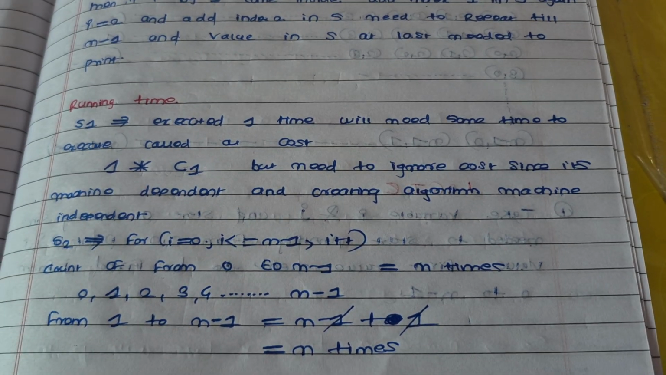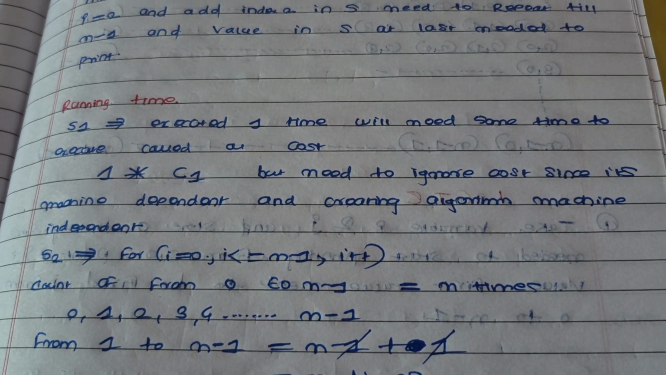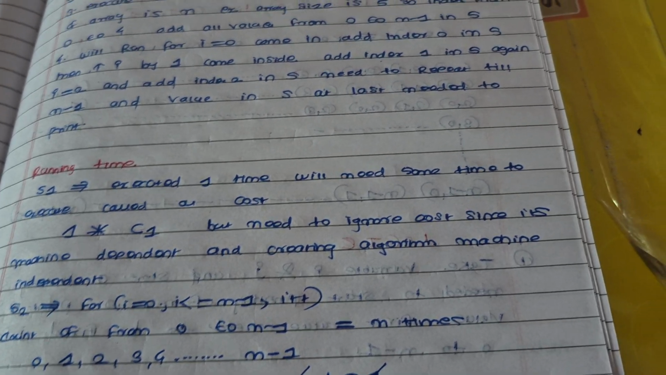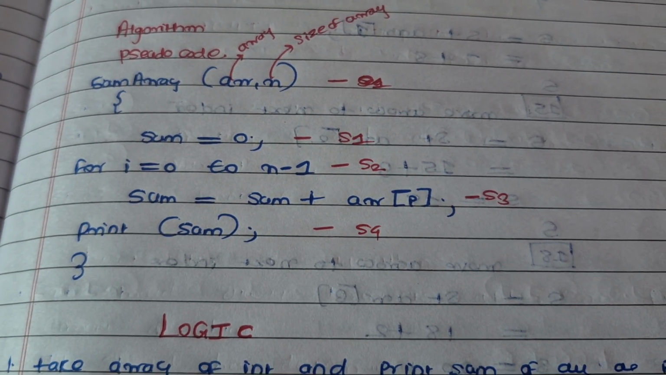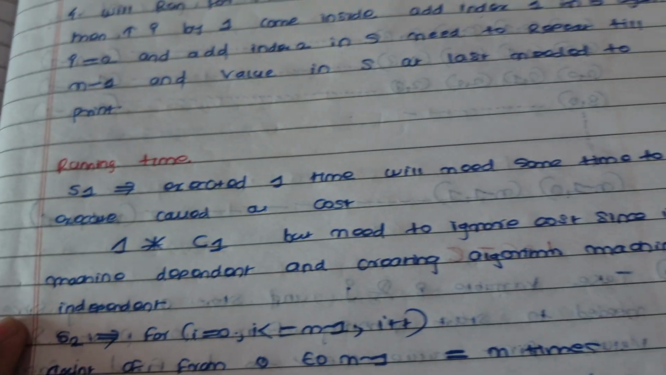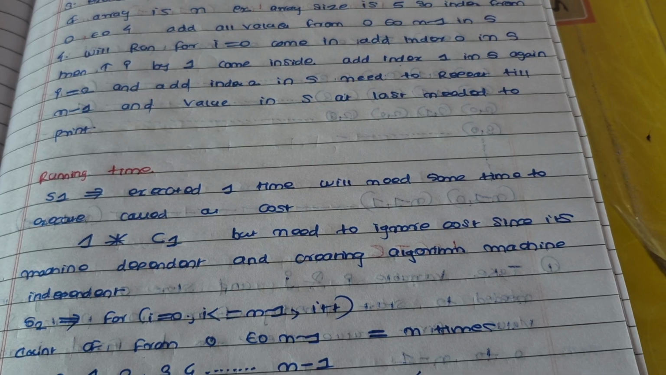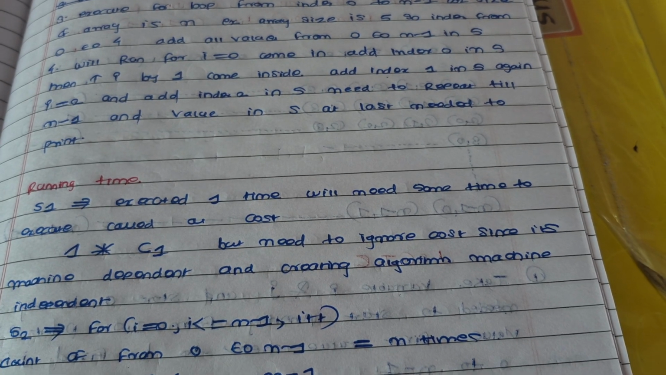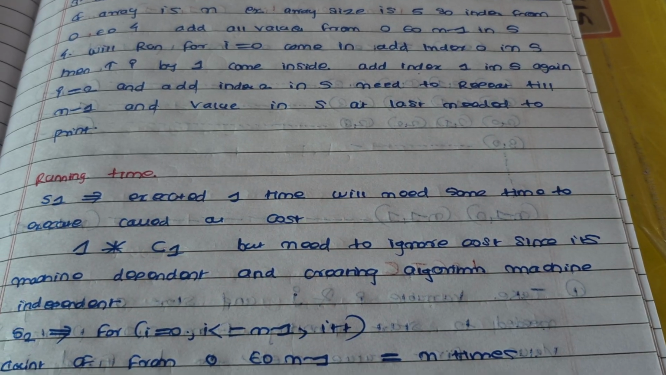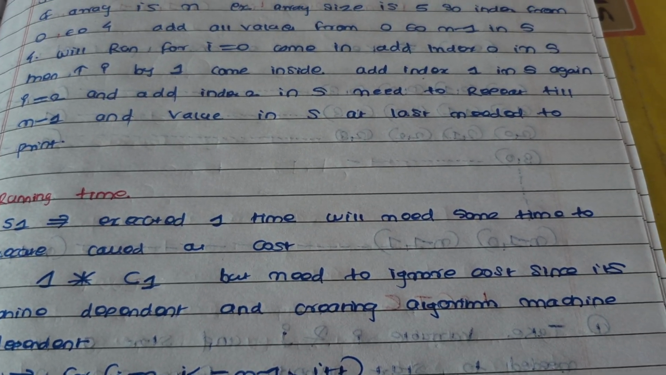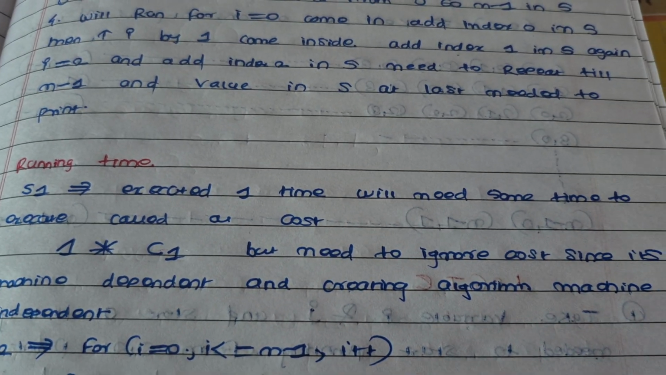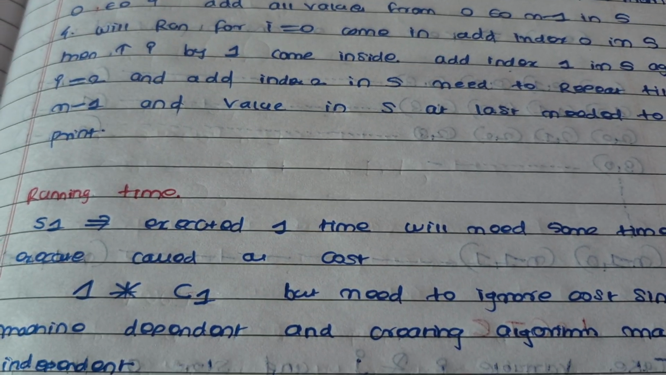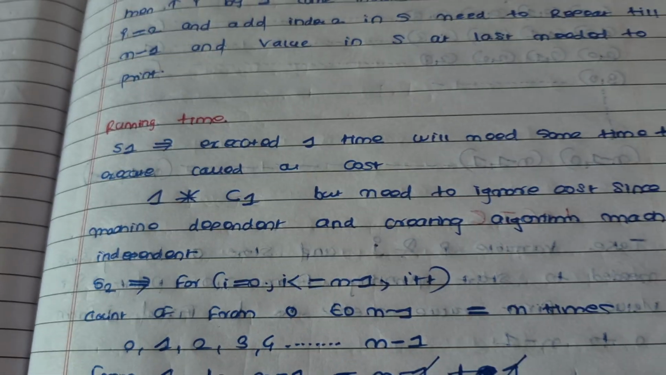And then the running time: you can see for each statement how many times it's executed, we need to find that. First is statement 1, which is sum equal to 0. It's just assigning 0 to sum, so it would execute one time only. So it's 1 times c1. C1 is the cost, because a statement takes some time to execute, but since cost is machine dependent, we are ignoring it here, because it might take different time on different machines, so no need to take c1, we can ignore it.